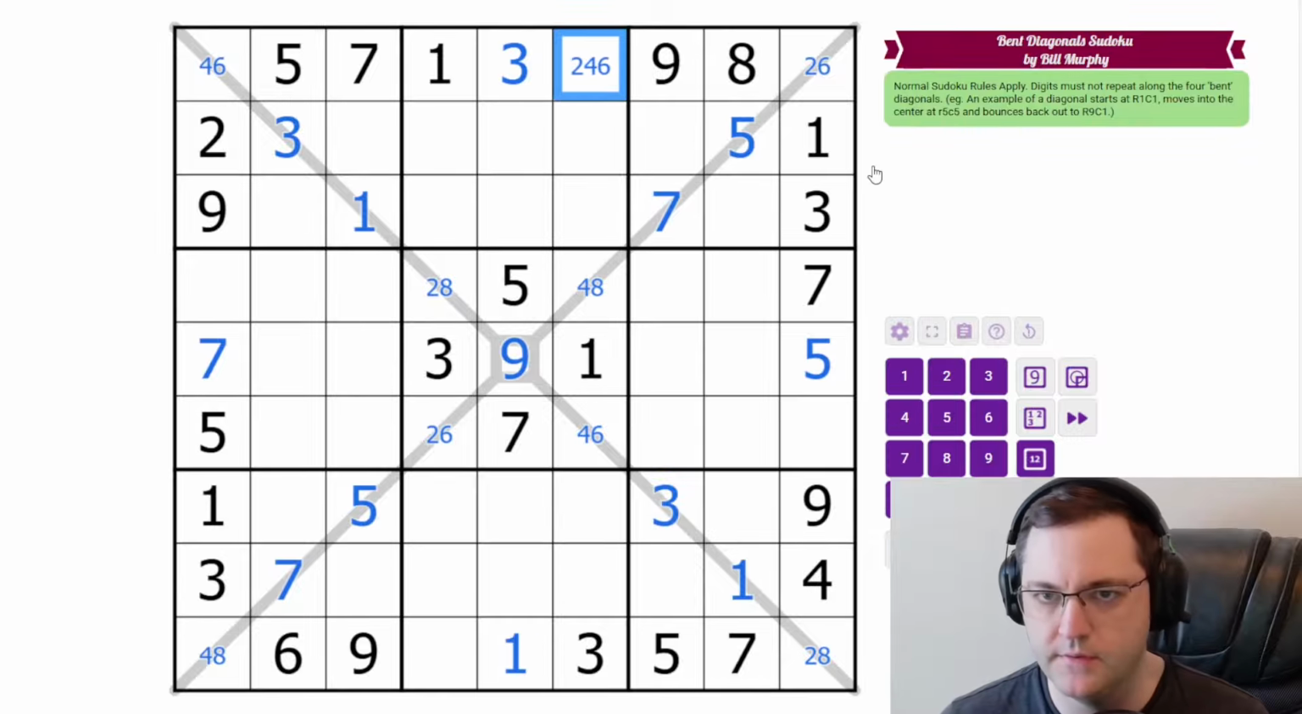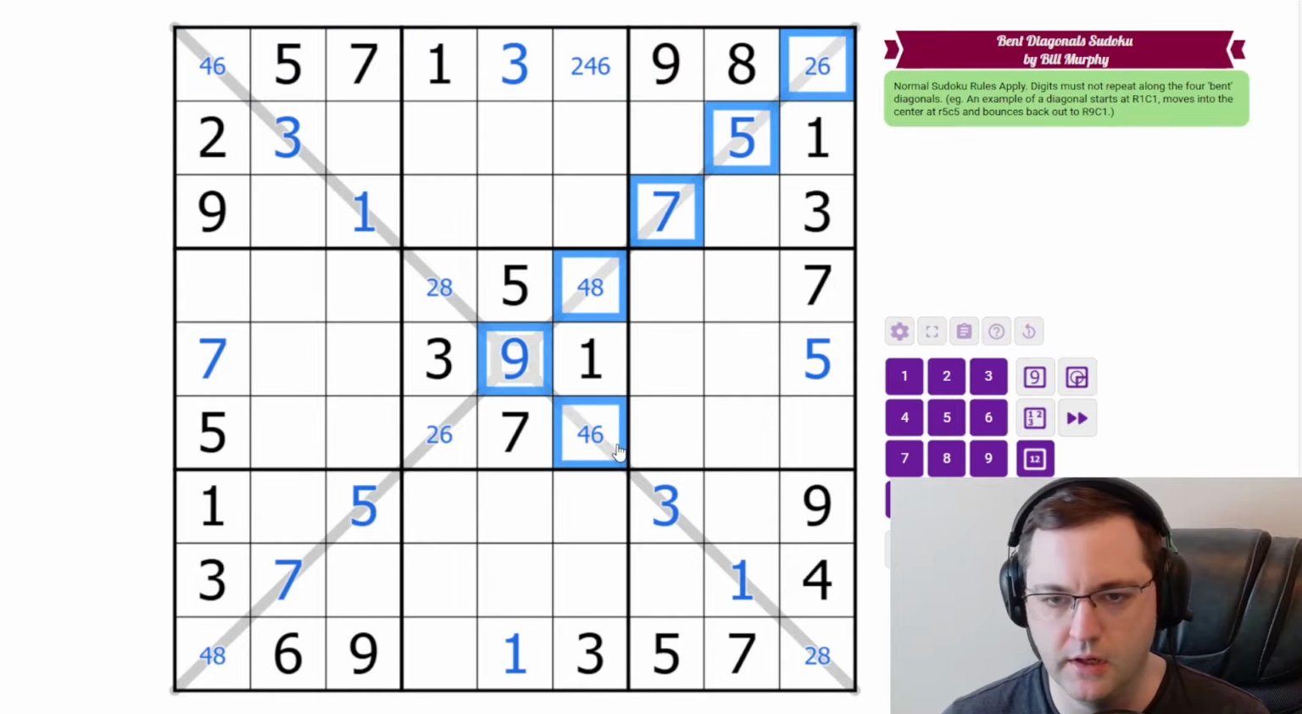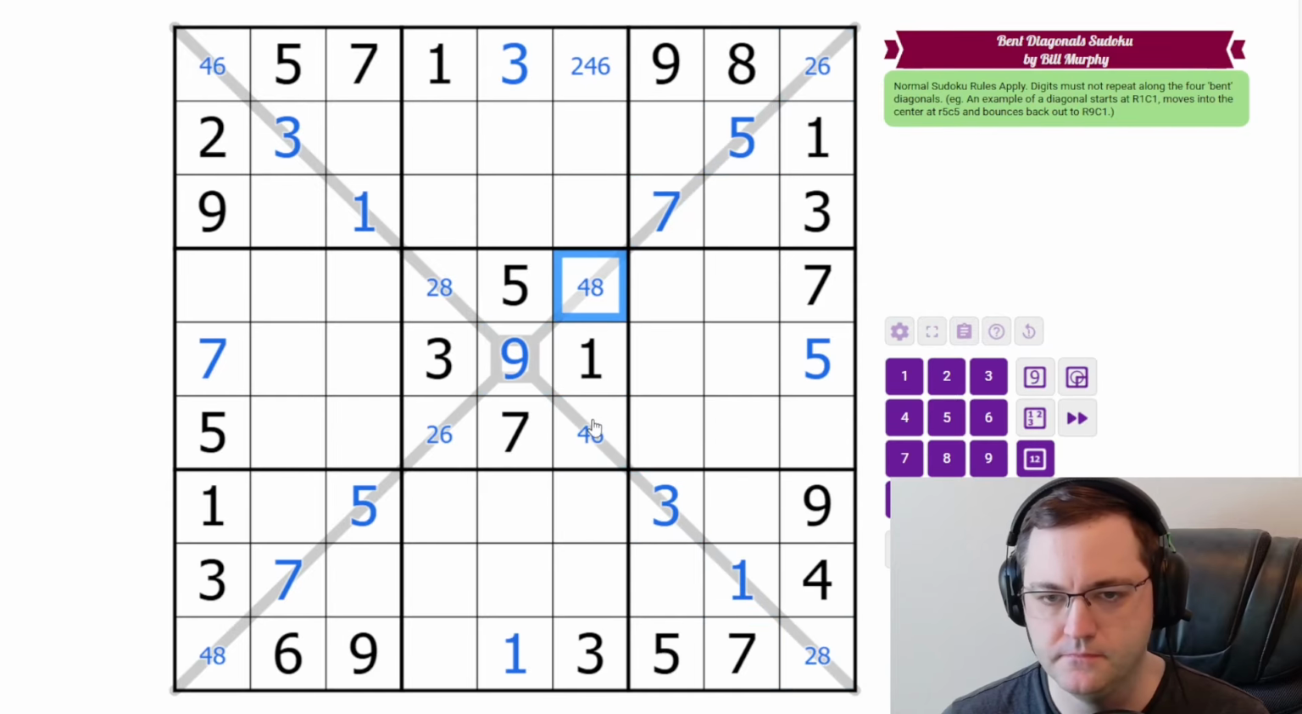I'm going to fill this cell in just so we can see it. But let's look at 4 in the cell. Where does 4 go on this diagonal? Look at it that way. Well, it goes in one of these cells. Those are the only 2 places for it.